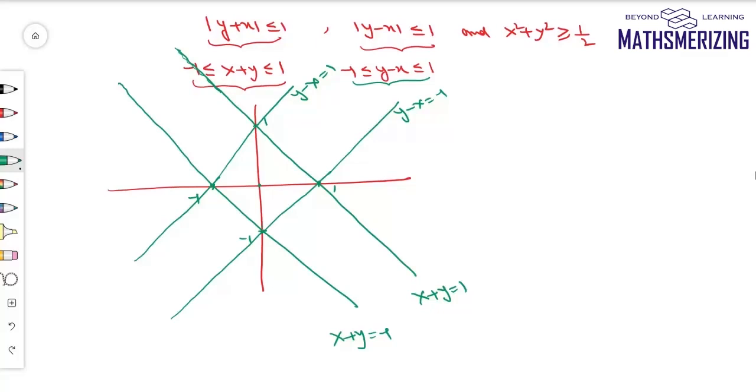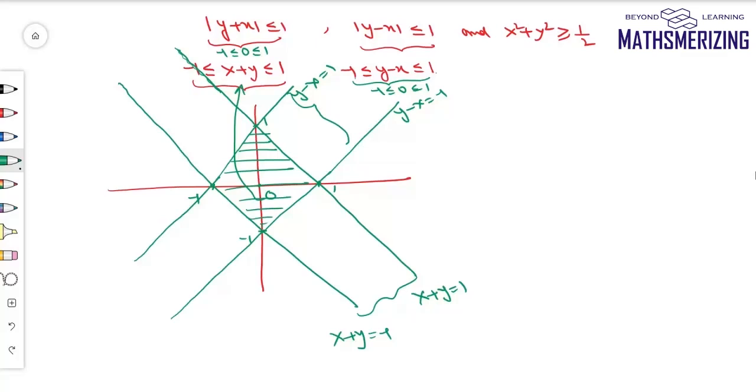So when y is 0, x is minus 1, and when x is 0, y is plus 1. So now I'll take any random point. I'll take this origin. If I put x and y as 0, I'll get minus 1 is less than or equal to 0 is less than or equal to 1. So that means I'm looking for area in between these two lines. And what about this? Minus 1 to plus 1 for y minus x. Again, if I put origin, I'll get minus 1 is less than 0 is less than 1. So then again, I need area in between these two lines. So that means the area which is common to the two given inequalities is this square.